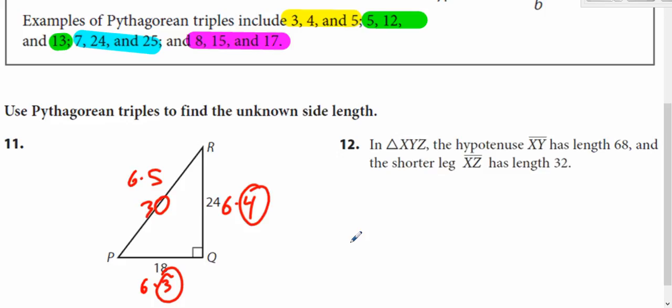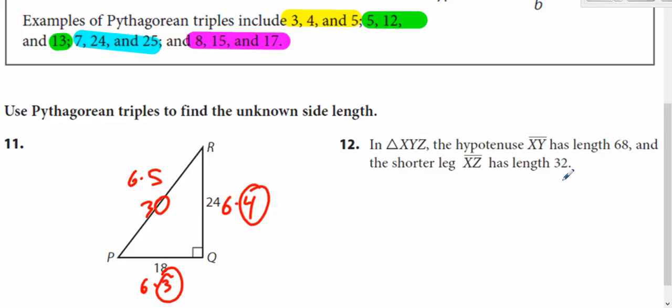So if you can just figure out what number they have in common, the common divisor for the two sides that they give you, you then break it down to one of these Pythagorean triples with just a multiplier, whatever that number is. So here we've got hypotenuse is 68, and the shorter leg is 32. We can try to simplify those, like I said, by looking for a common factor.